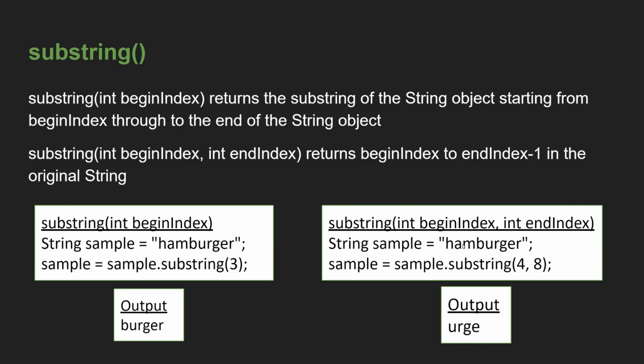But in this example, if we have 2 parameters, the sample is hamburger and the substring has a parameter of 4 and 8, we would start at 0, 1, 2, 3, 4. So it would start at U, but then 8, 0, 1, 2, 3, 4, 5, 6, 7, 8. It would end at R, but it would be end index -1. So it would actually end at E. So the output would be urge.